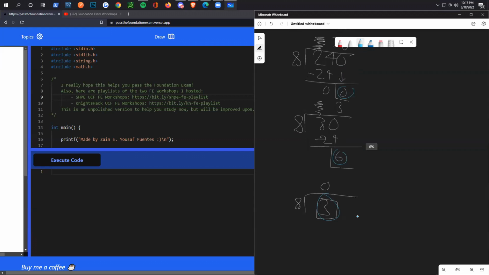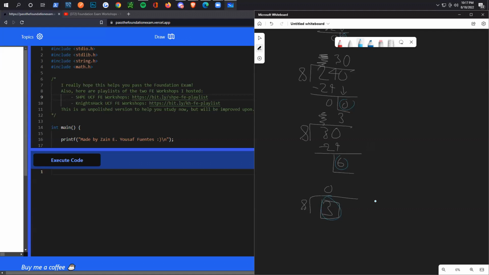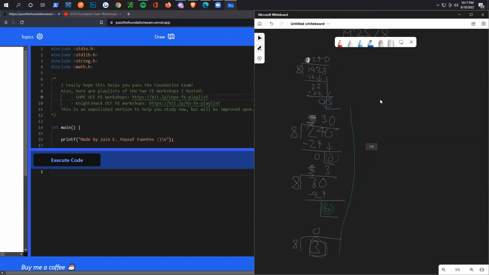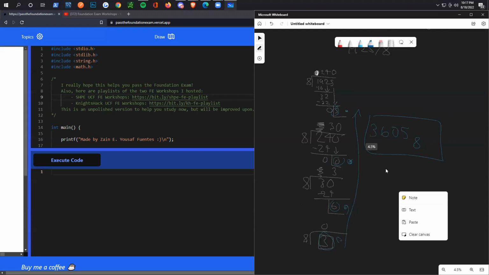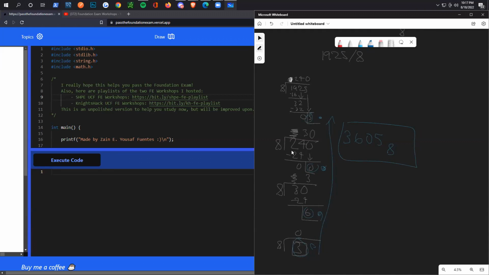So really the final answer you're going to have in octal is just going to be going upwards. When I say upwards, I mean go from the last remainder you had to the very first, just adding those numbers in sequence. So 3 right here, then 6, then 0, then 5, in base 8. So this is going to be our final answer. That's the whole idea of how you can do it. It's just division, pretty much.